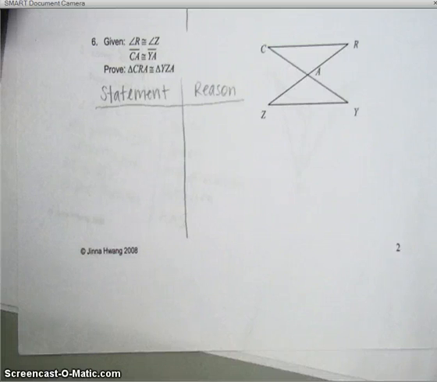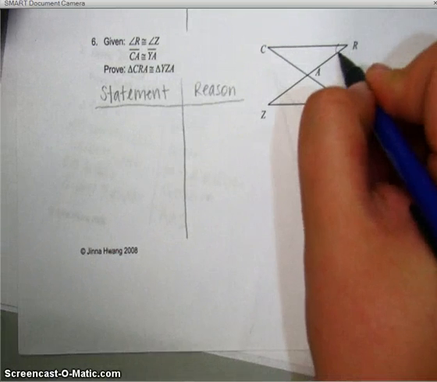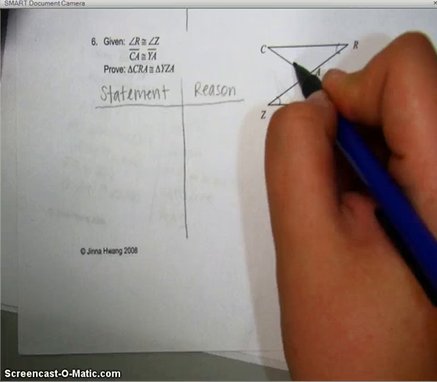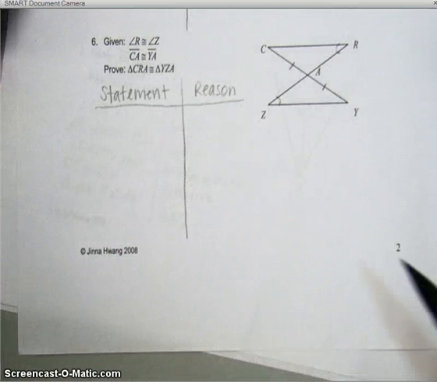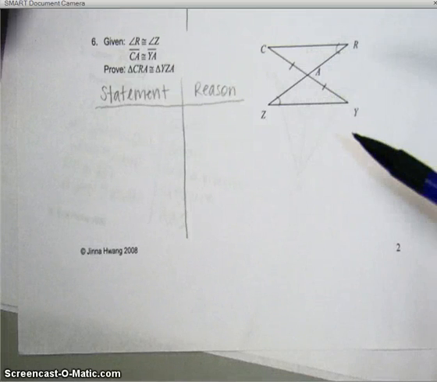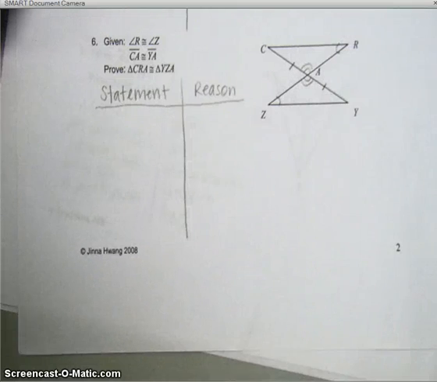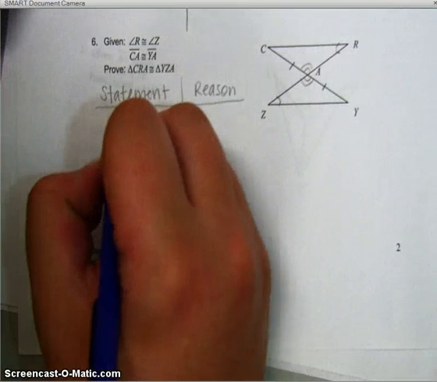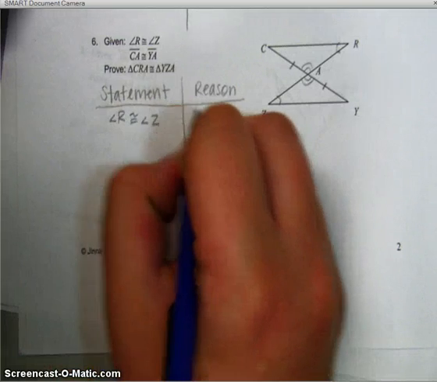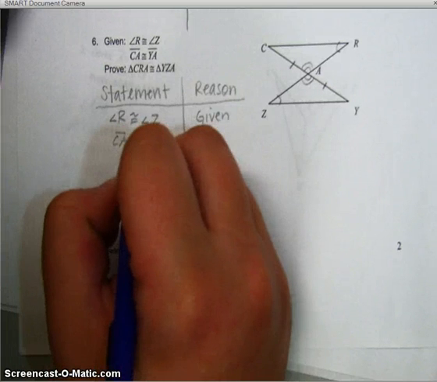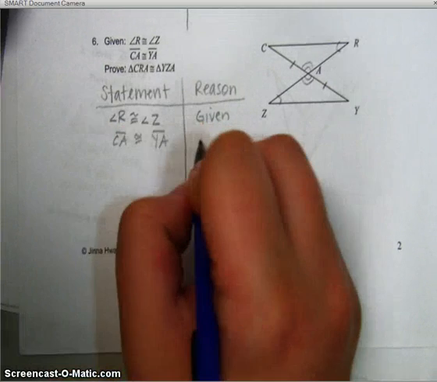We're given that angle R is congruent to angle Z. Segment CA is congruent to segment YA. We want to see that the triangles are congruent. So we have an angle and we have a side, and then we also have vertical angles here. We can start out with what we're given. Angle R congruent to angle Z. Segment CA congruent to segment YA.